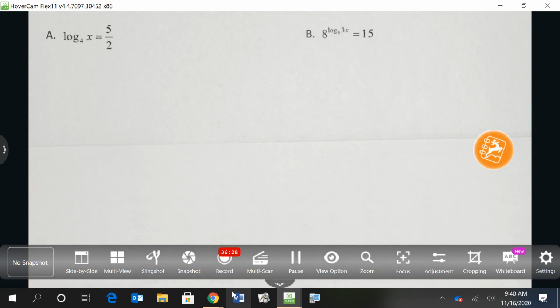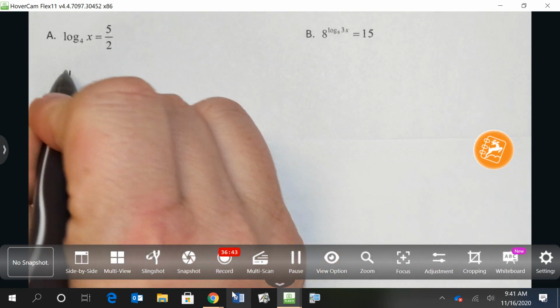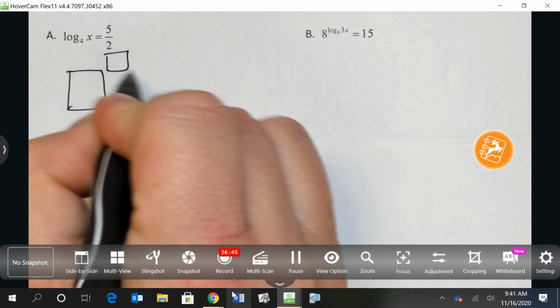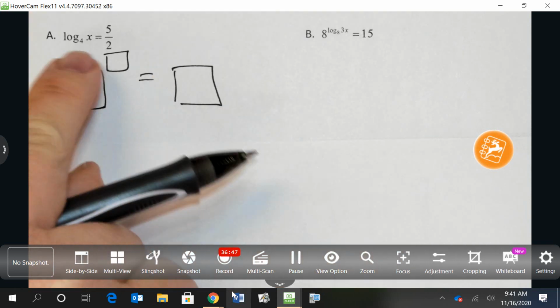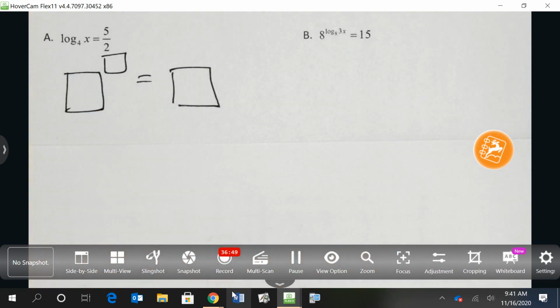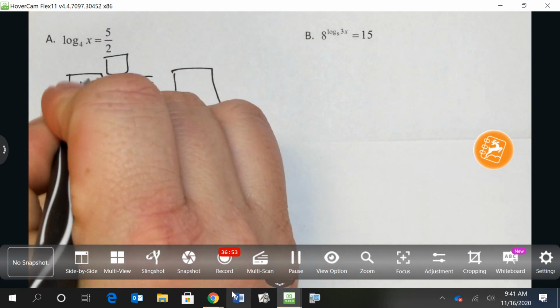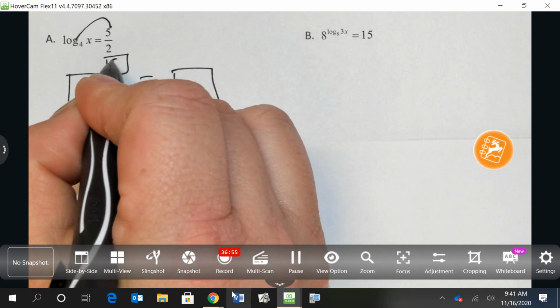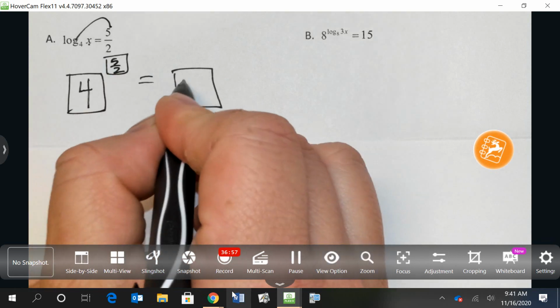Now, the first thing to do is ask yourself, is this log form or is this exponential form? I'm talking about problem A. This is in log form. How do I know that? Because I see a log. So the first thing I would suggest you try to do is rewrite it in exponential. Remember, exponential is there's a base, an exponent, and an answer. So now you have to think, where does the 4, the x, and the 5 halves go? 4 is the base still. The exponent is always on the opposite side, so 5 halves, and the answer is right behind it.